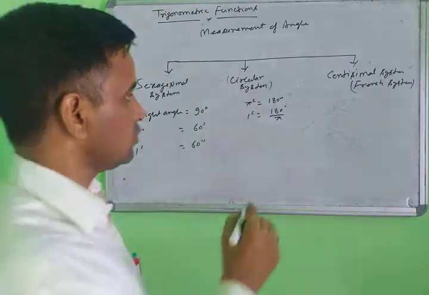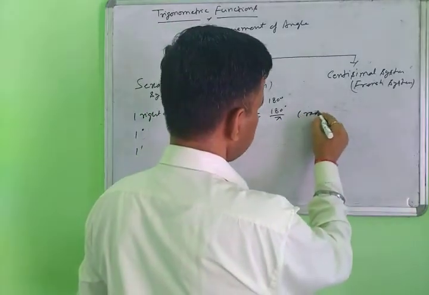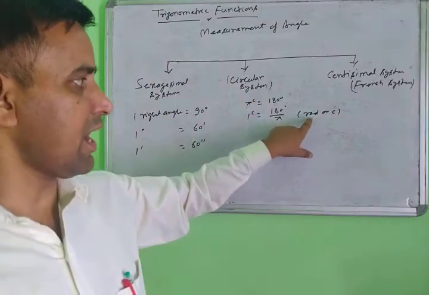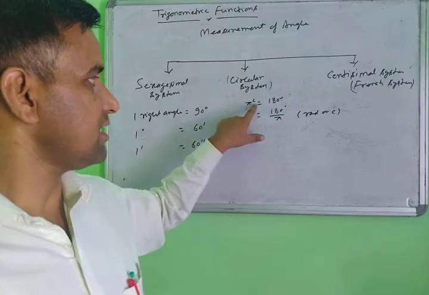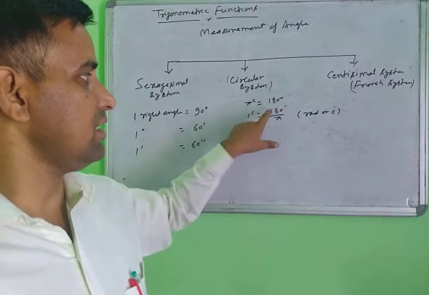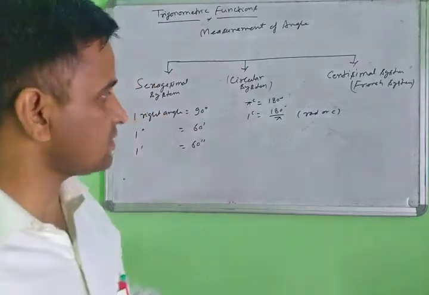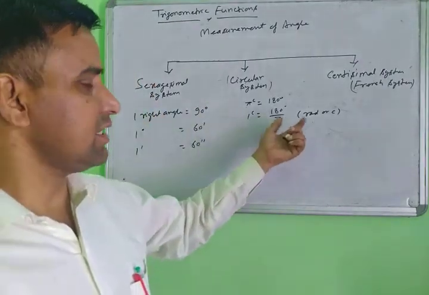The short form we use for radian is RAD, otherwise a superscript C. This is the symbol of radian. Suppose you are writing RAD, otherwise C, I am writing here C. Pi radian equal to 180 degrees, 1 radian equal to 180 upon pi. Then you can convert every angle between degrees and radians.